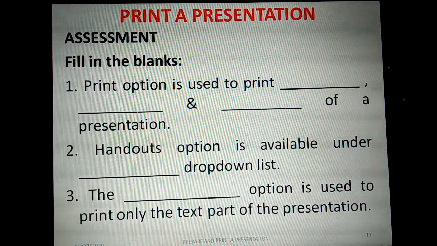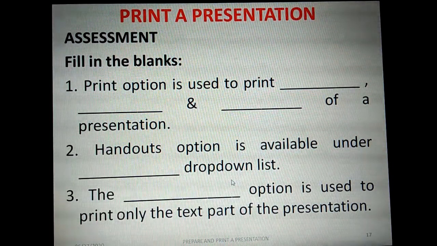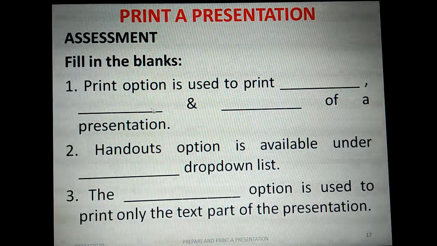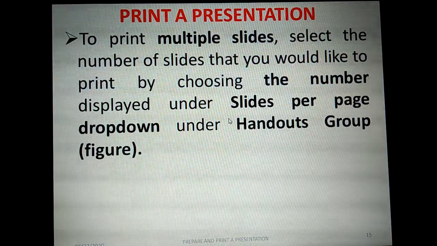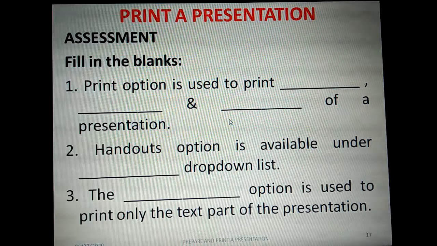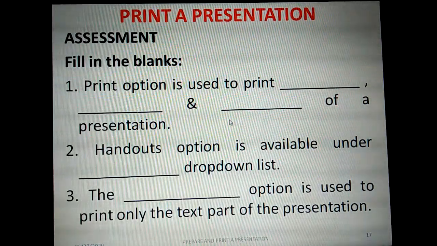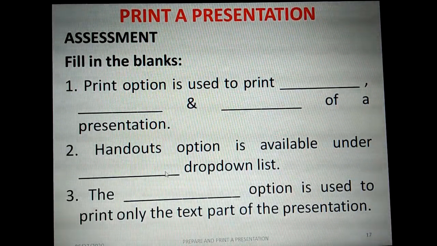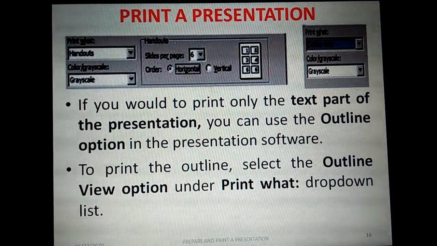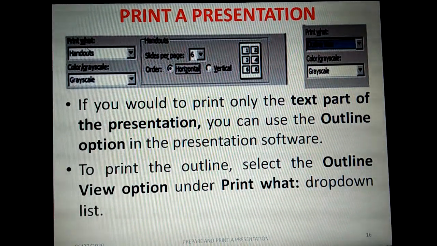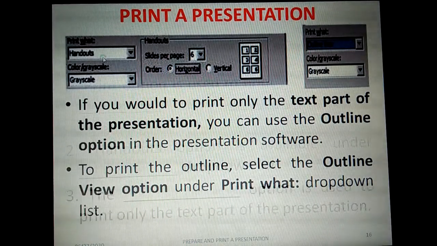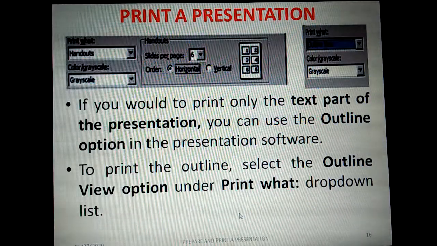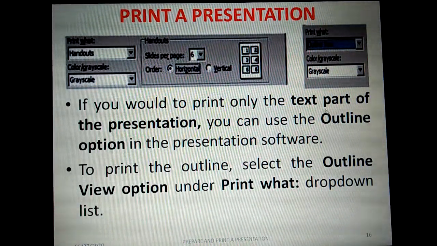So we will see some of the questions related to last session, that is session 11. Print option is used to print notes pages, handouts and outline views alone. We can take a printout of these with the help of the print option. Next, handout option is available under print what drop down list. See, all the options, outline view option or handouts or notes pages, everything will be available under print what option only, print what drop down list only. The dash option is used to print only the text part of the presentation. So outline option is only used for printing the text part of the presentation.